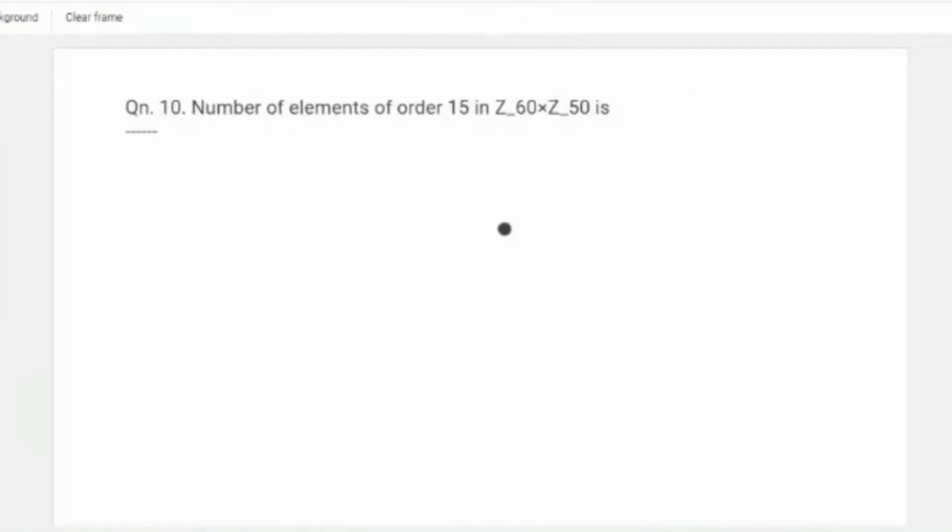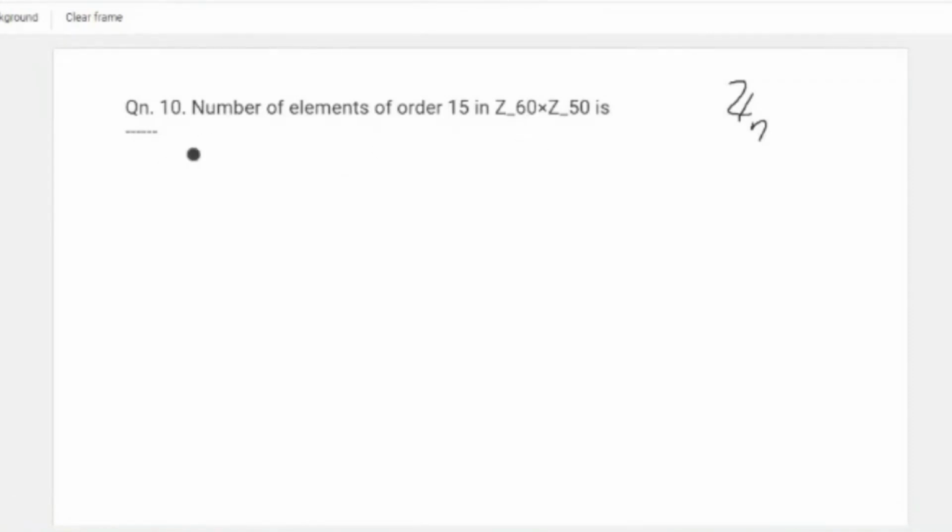Okay, we have discussed question 9. Now let's go to question 10. Number of elements of order 15 in Z60 cross Z50. Again, the structure of the group is playing a role, and the subgroups of any order in these groups are unique. Such ideas will help.